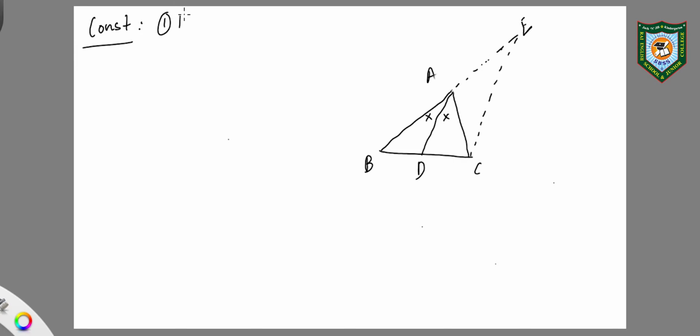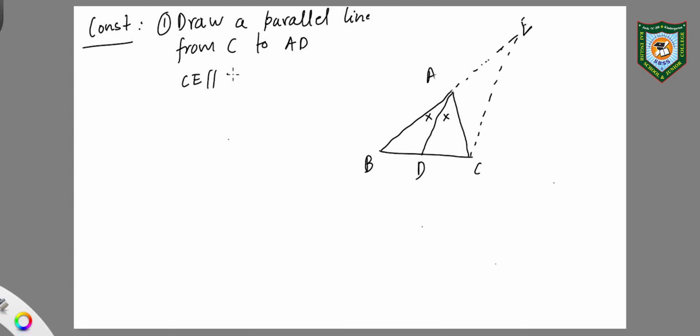So here, our step one is to draw a parallel line from point C to AD. Now remember, CE is parallel to AD, and step 2 is to join A and E. Now here comes our proof.